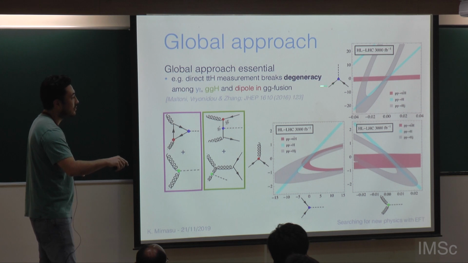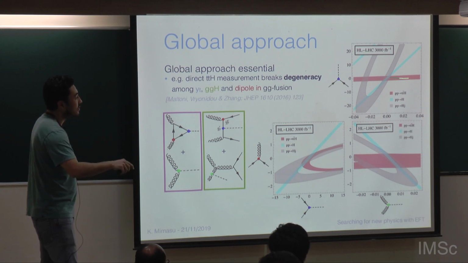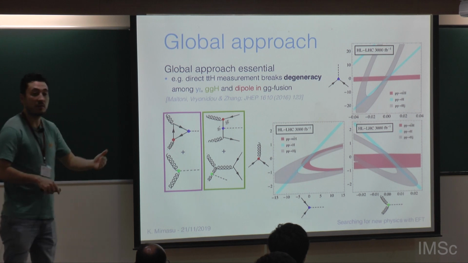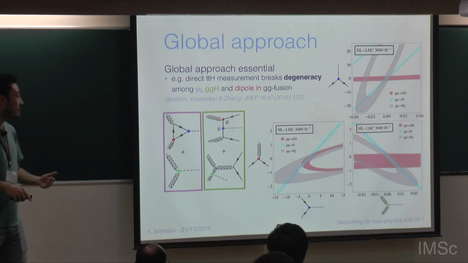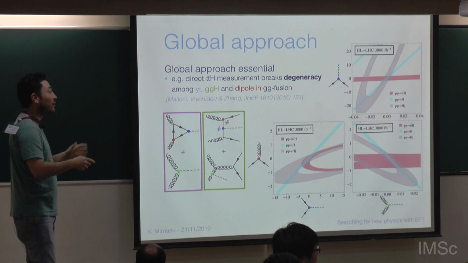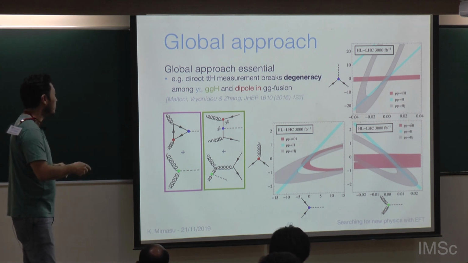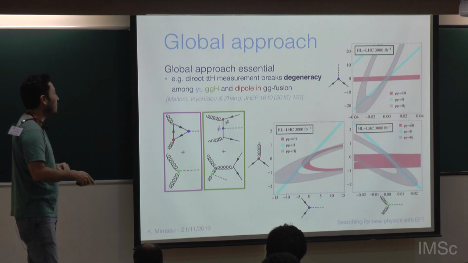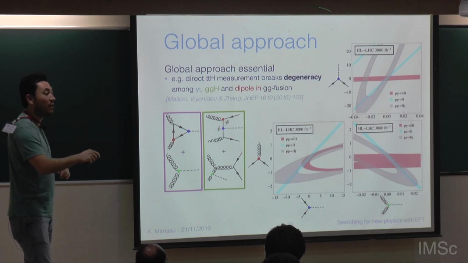Adding the ttH measurement, this pink band, you see that you're really able to say, okay, well, it's not allowed to be outside of this blue line, but it's also not allowed to be outside of this red line. And so you're really pinning down this three-dimensional parameter space very strongly by adding this measurement of ttH production. So complementarity is very good for ttH and gluon-gluon fusion in this space of operators. And this highlights the importance of the global approach.